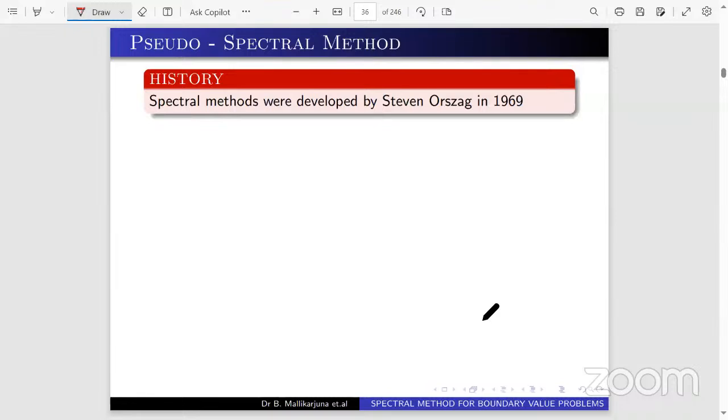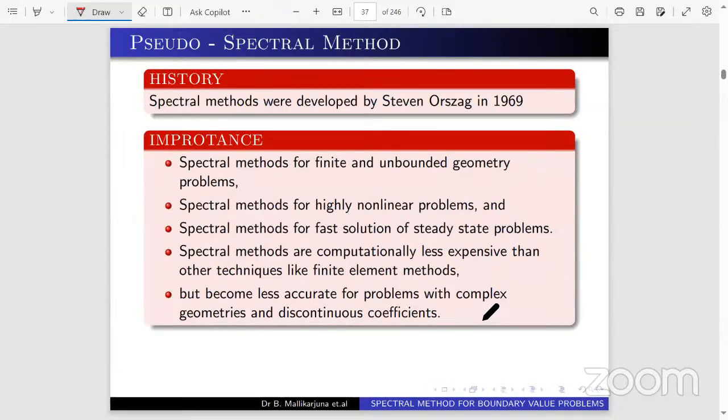The spectral method was developed by Steven Orszag in 1969. First, before going to discuss the algorithm, what is the main importance of this spectral method? This technique can be applicable for any finite or unbounded geometry problems, and even for highly nonlinear problems. And using this spectral method, you will get the solution quickly, a fast solution of steady state problems.